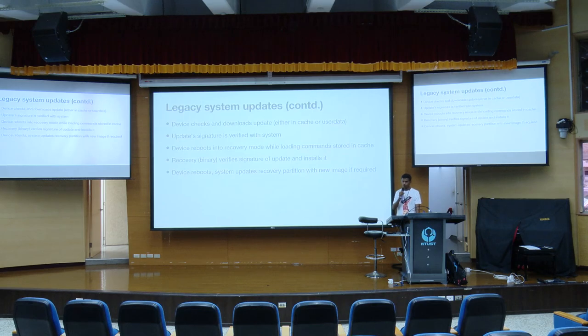Now here's how the update process works in general on legacy devices. Your smartphone, or basically the updater application, will check for the updates and then download them. It will be stored basically in either the cache partition or the user data. Then it will verify the update signature with the system to ensure that it is actually coming from your smartphone manufacturer and not some malicious third party.